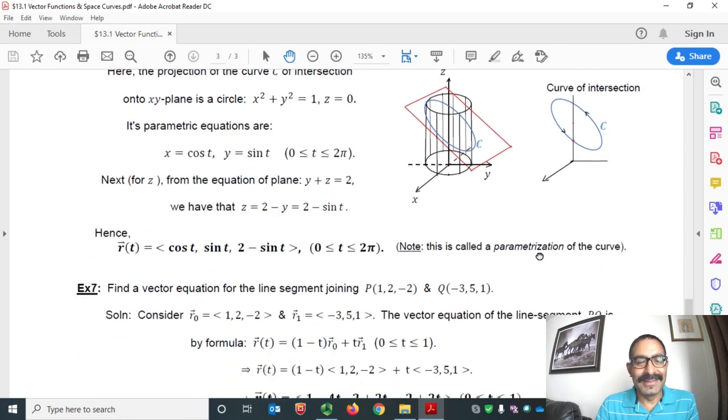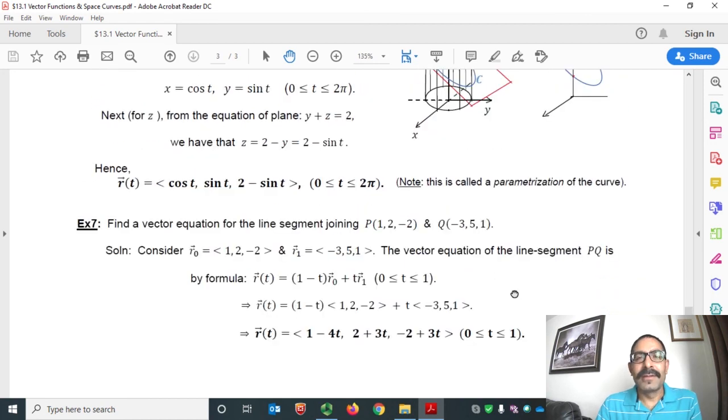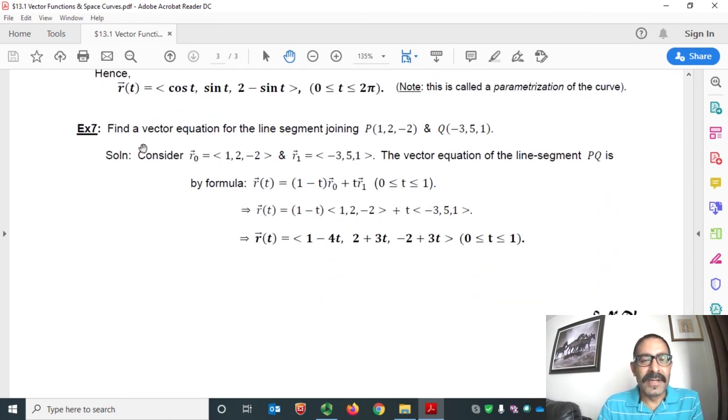Now let's move on. Example 7. Great. Let's do example 7. Find a vector equation for the line segment joining these 2 points P and Q in space. So let's begin the solution. Consider the position vector for point P, which is r0, and for point Q, which is r1. Then by formula, the vector equation of the line segment joining PQ is r(t) equals (1 minus t) times r0 plus t times r1, t between 0 and 1. That's the formula we learned in an earlier chapter.